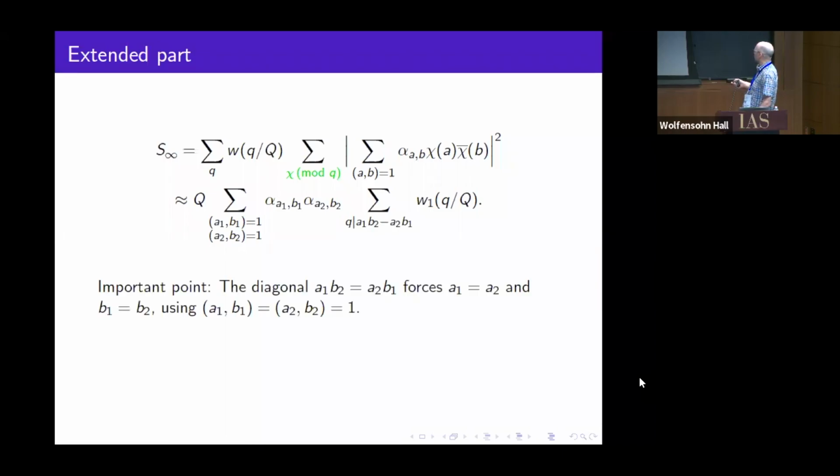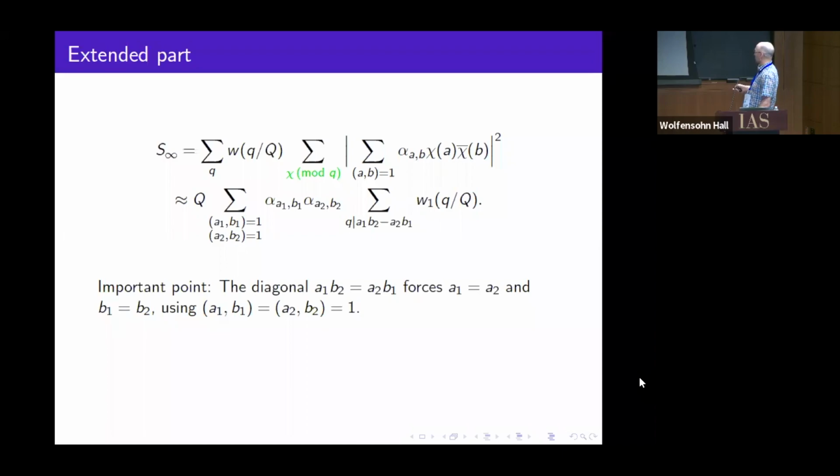W1 is basically, I think, just little q or little x times w of x. So it's just a slightly different smooth function related to little w. So here you get a diagonal. When a1b2 is a2b1, you get a diagonal term. You get this for every single value of q.